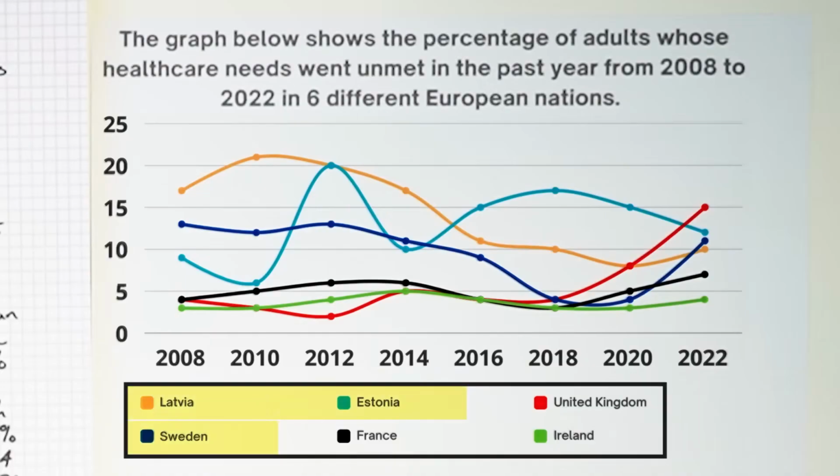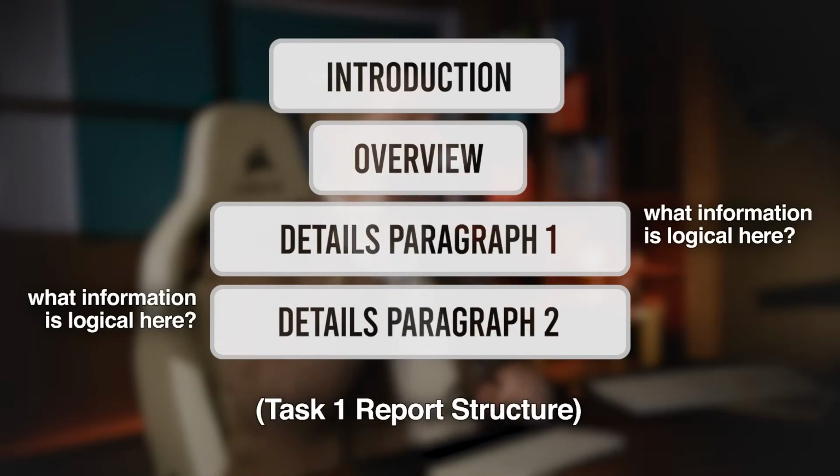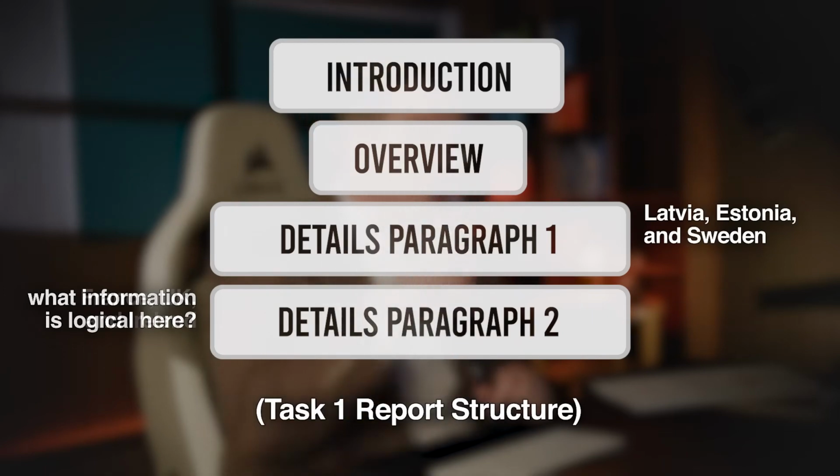So if we look at Latvia, Sweden, and Estonia, these are the ones that have these wild fluctuations. And then France, Ireland, and United Kingdom, they stay relatively stable and then increase. So that is the reason to group those countries together. So we're going to take Latvia, Estonia, and Sweden, and we're going to write about those in our first details paragraph. And then we're going to take France, United Kingdom, and Ireland, and we're going to write about those in our second details paragraph.